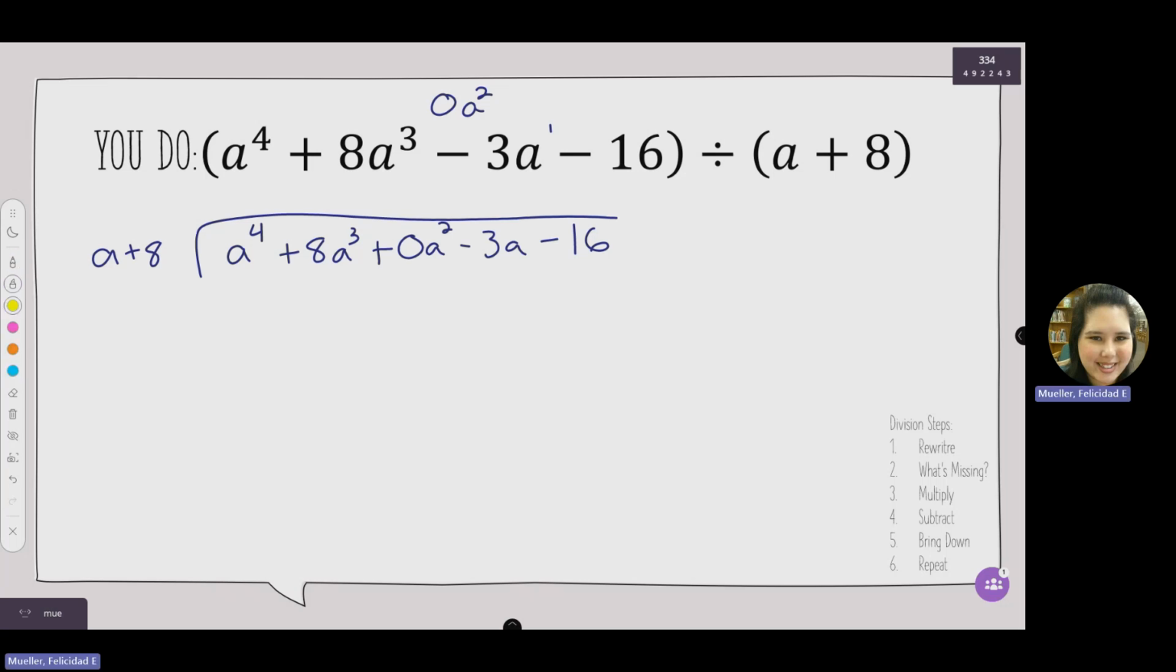So again, here is my placeholder. Now I will say sometimes you can get away with not putting it, but most of the time, you can't. And this is mostly good practice for what we'll do in our next topic. So we have a to the 4th divided by a. That gets us a cubed. So checking your work, you should have multiplied by a cubed and gotten a to the 4th plus 8a cubed.